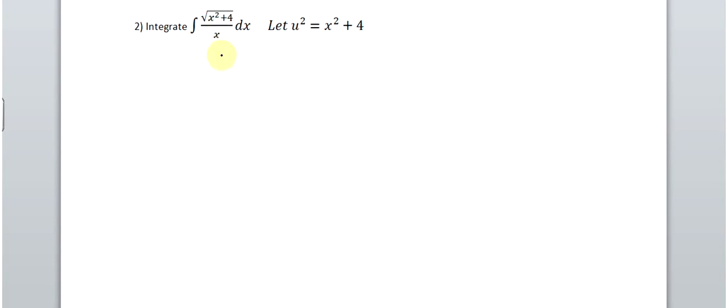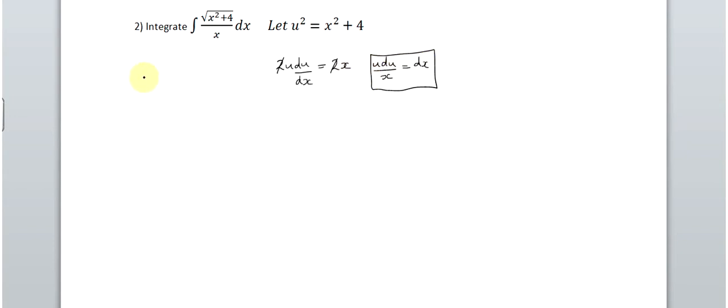Okay, so we've got an integration here by substitution. We're given the substitution, so let's start off by finding out what to substitute for dx. So I'm going to differentiate this implicitly. So we've got 2u du by dx equals, and then we've got 2x there. And we divide both sides by 2, and that leaves us with u du divided by x equals dx. There's our substitution for dx.